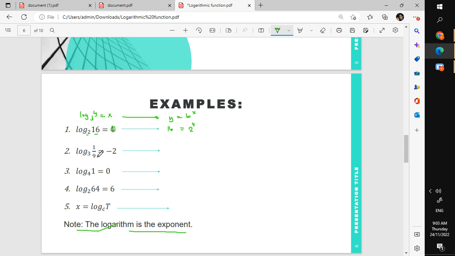Next, we have the log of 1 over 9 to the base 3 is equal to negative 2. So our number here, or the log, that is 1 over 9. We have our base, that is 3. And then we have our x, that is negative 2. So if you are to evaluate 3 raised to negative 2, that is just equal to 1 over 9. So for example, we have 3 raised to negative 2.